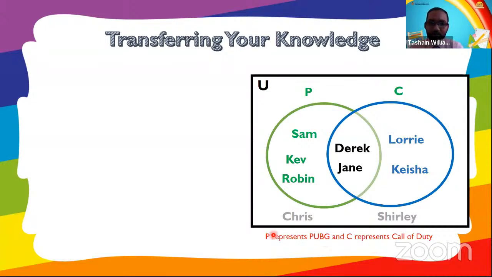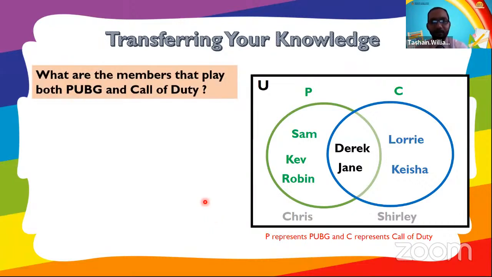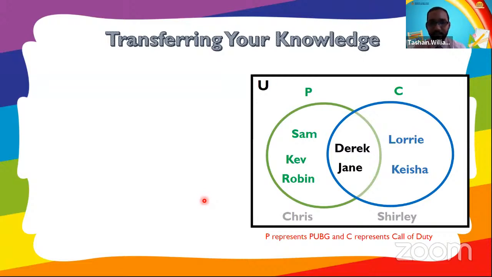I want you to note the name of the students once more. Same Venn diagram we brought back. What are the members, boys and girls, that are common or play both games? That they're common to both set P and set C. Who are the members that are common? They're common to both set P and set C.